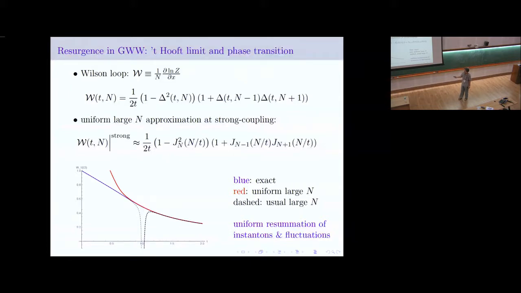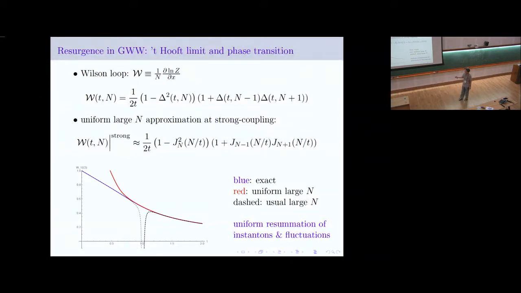And the blue line is the exact answer. The red line is this expression, just taking the leading expression for delta and plugging it in. Whereas the dashed lines here are standard large N, which fail on both sides of the transition. The transition is at t equals 1. There's completely artificial divergence in the large N expansion, so you have to be very careful not to identify physics with that. It's just a failing of the standard large N expansion.